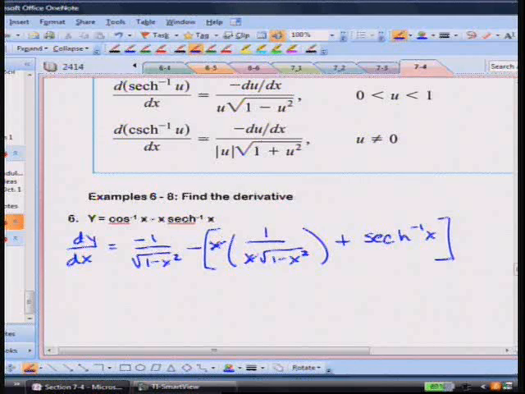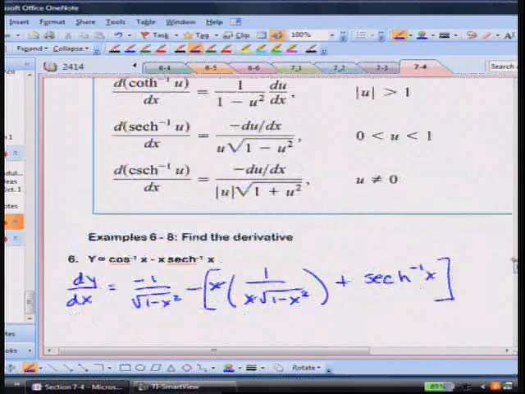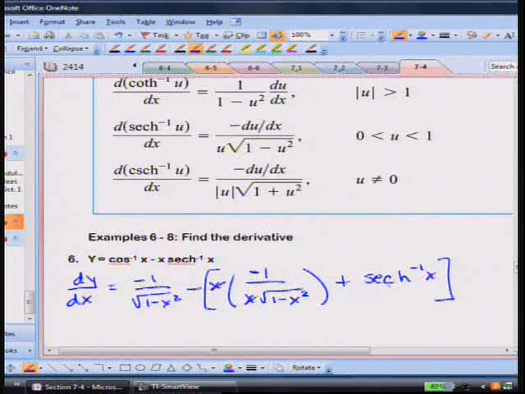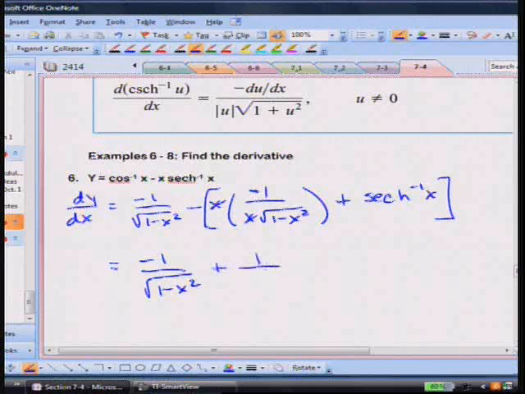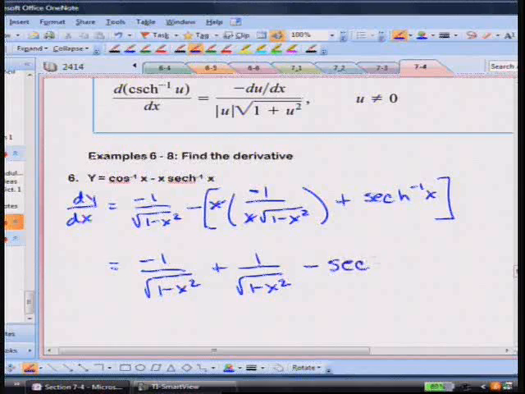I lost my negative right here, but this is actually going to be positive when you distribute through, and then you'll have a negative there. So you're going to have negative 1 over the square root of 1 minus x squared plus 1 over the square root of 1 minus x squared minus the inverse hyperbolic secant. And so then that will just clean up to be negative inverse hyperbolic secant of x.